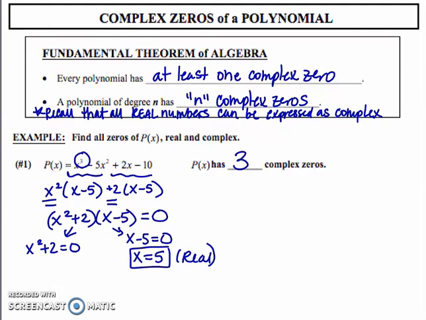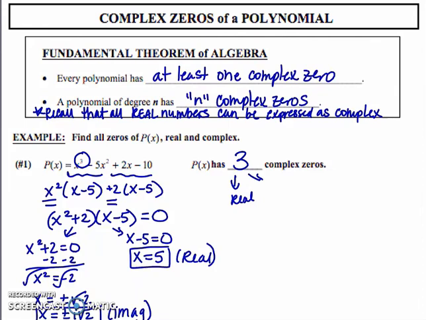Now over here, when I solve for x squared, I'm going to subtract 2 from both sides. This is going to give me x squared equals negative 2. And then when I square root both sides, I'm going to get x equals plus or minus the square root of negative 2, which I am going to express as x equals plus or minus i square root of 2. And of course, these two solutions are going to be imaginary solutions. So I've found all of my solutions. There were 3 of them. 1 of them was real, and 2 were imaginary.